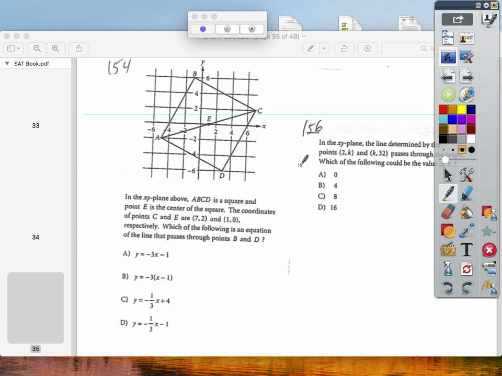So the first thing you do is, okay, it gives you the stuff of the square and everything like that, and it wants you to make an equation that passes through BD. So here's B and here's D. What makes this kind of hard is figuring out what the slope is, where it hits Y.